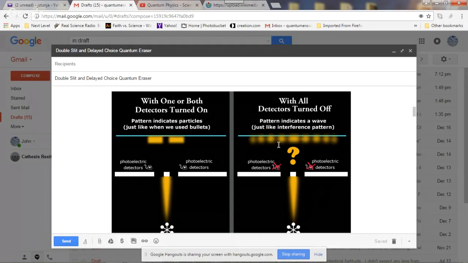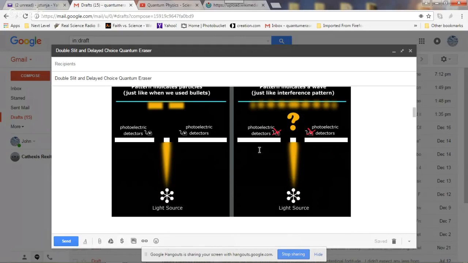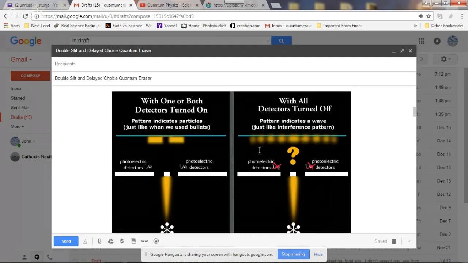However, some experiments in that time frame, the photoelectric effect and Compton scattering, validated that photons were particles. And they said, wow, wait a second. These aren't particles. This isn't a particle pattern over here. What's going on? So physicists got wise.